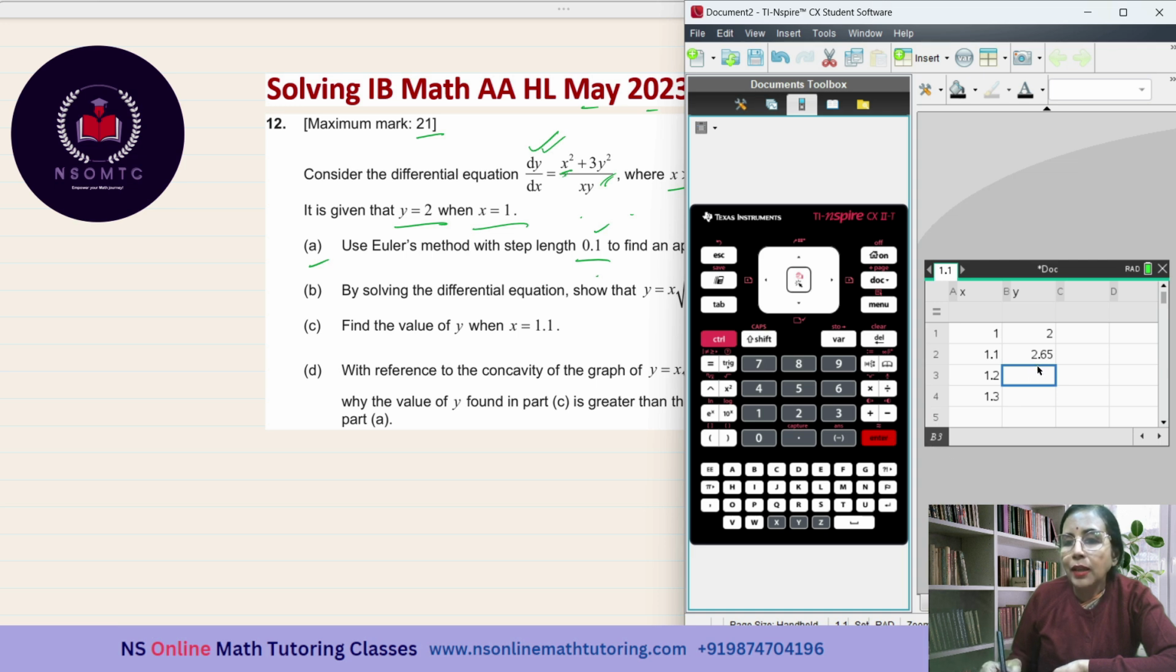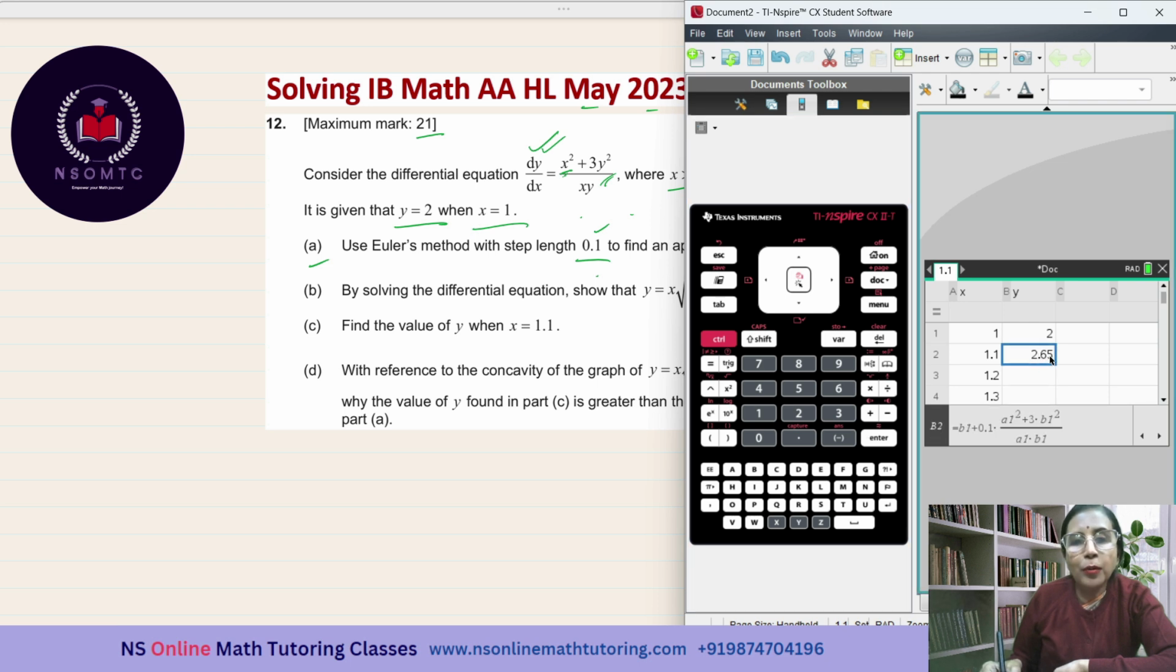Fine. The answer is 2.65. Up to 3 significant figures, it is 2.65. We have to give the answer up to 3 significant figures, so I'm not changing the settings. Let me take the answer. It is 2.65.